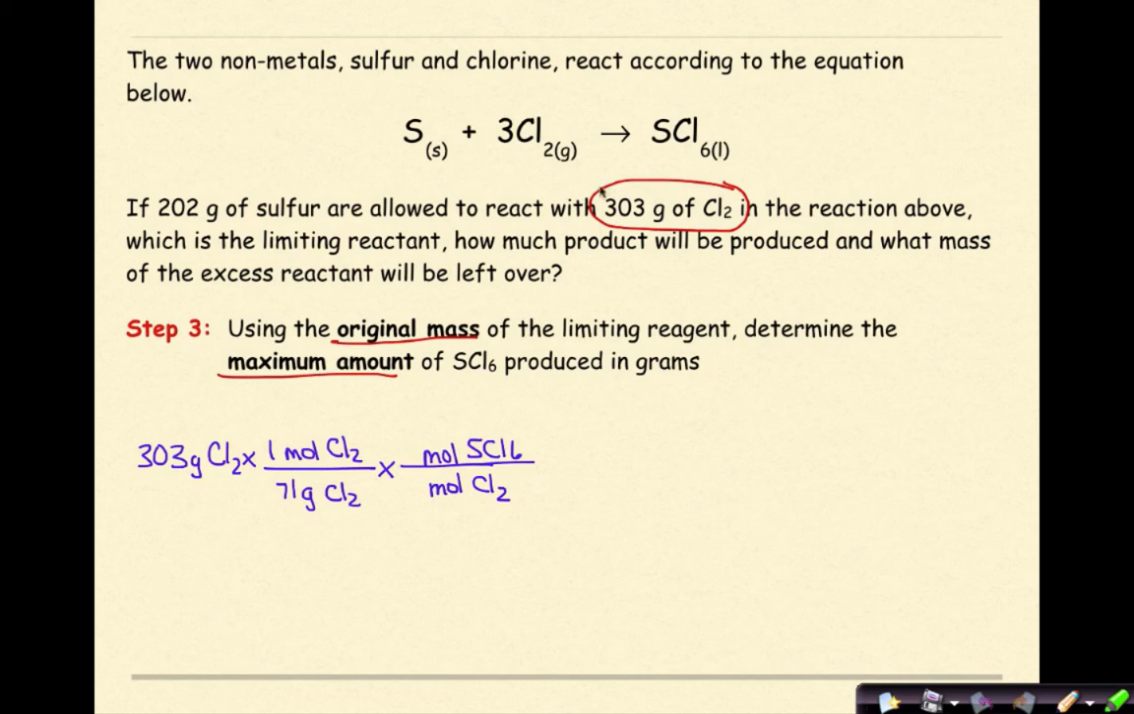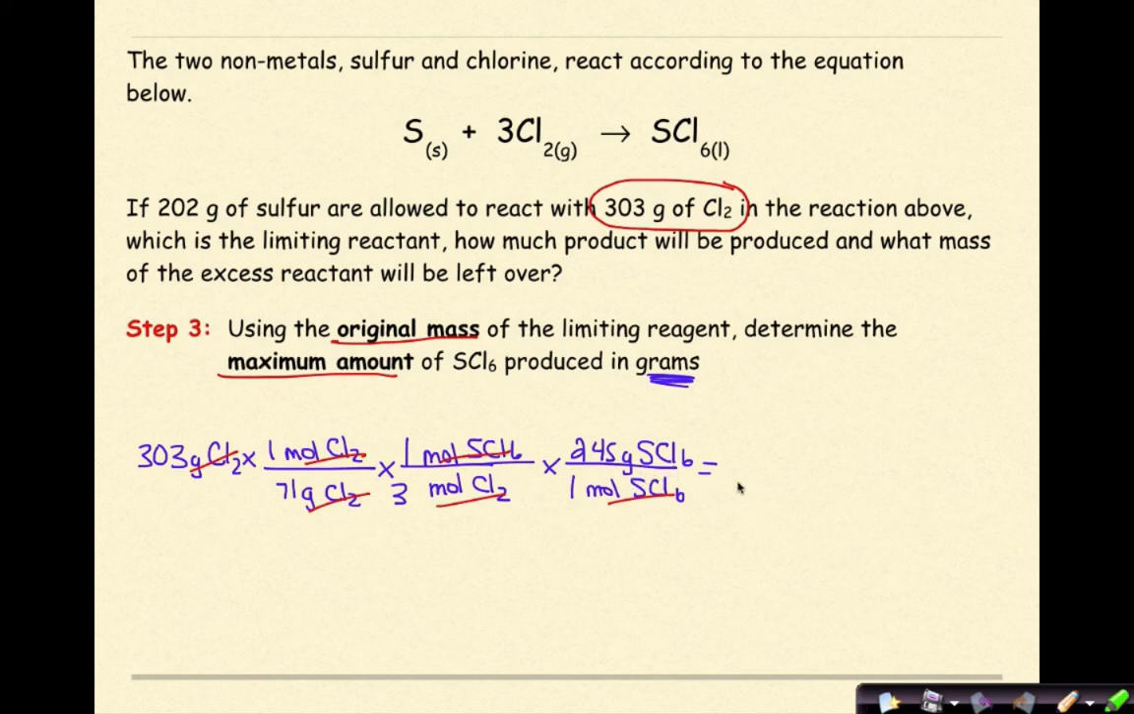And then I look at my balanced equation and I see that there's a coefficient of 1 in front of the SCl6 and a coefficient of 3 in front of the Cl2. Once I'm in moles of SCl6, I'm going to convert that into mass of SCl6. So I know that 1 mole of SCl6 is equal to approximately 245 grams of SCl6. And I want to go to grams here because they're asking for it in grams. Finally, the last thing that I want to do is check my units. Grams, grams, moles, moles, moles, moles, left with grams.